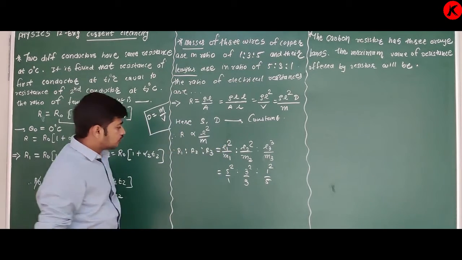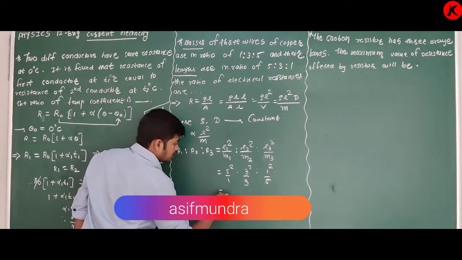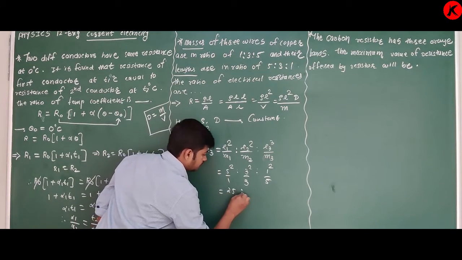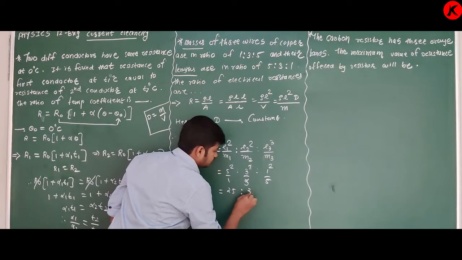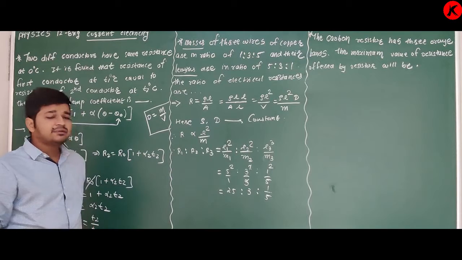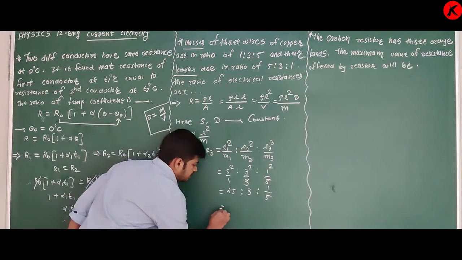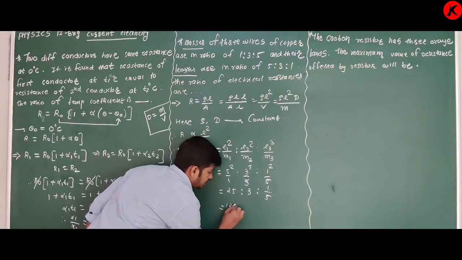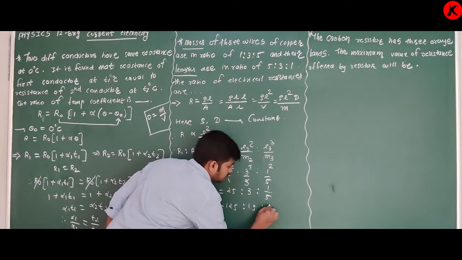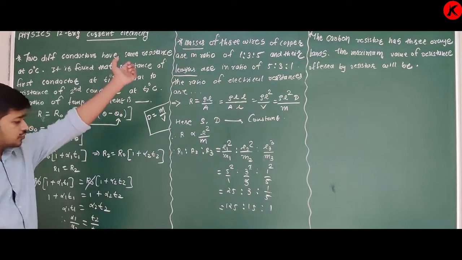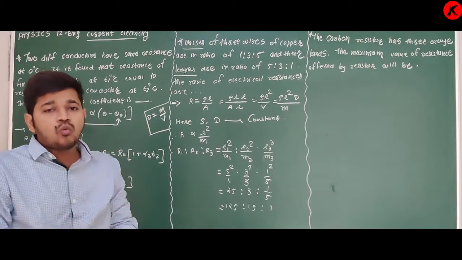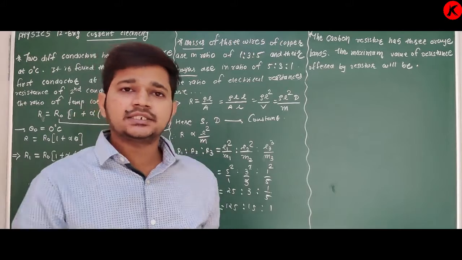Any doubt? Here 5 square means 25 is to 3 square, which is 9, is to 1 divided by 5. Now if you multiply this by 5, then what happens? 25 into 5 is 125, 5 into 3 is 15, and 1 upon 5 into 5 is 1. So your answer is 125 is to 15 is to 1.